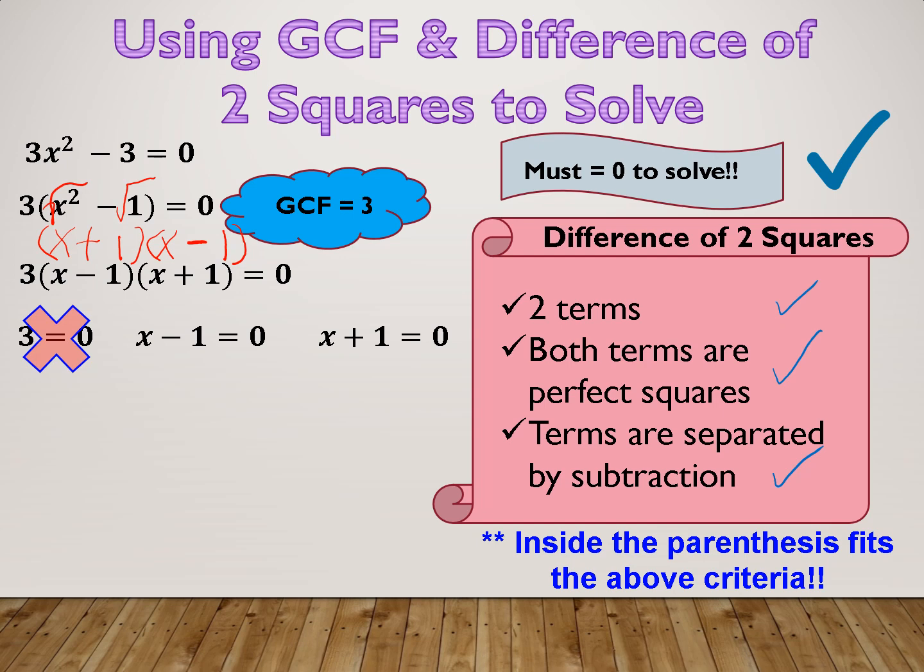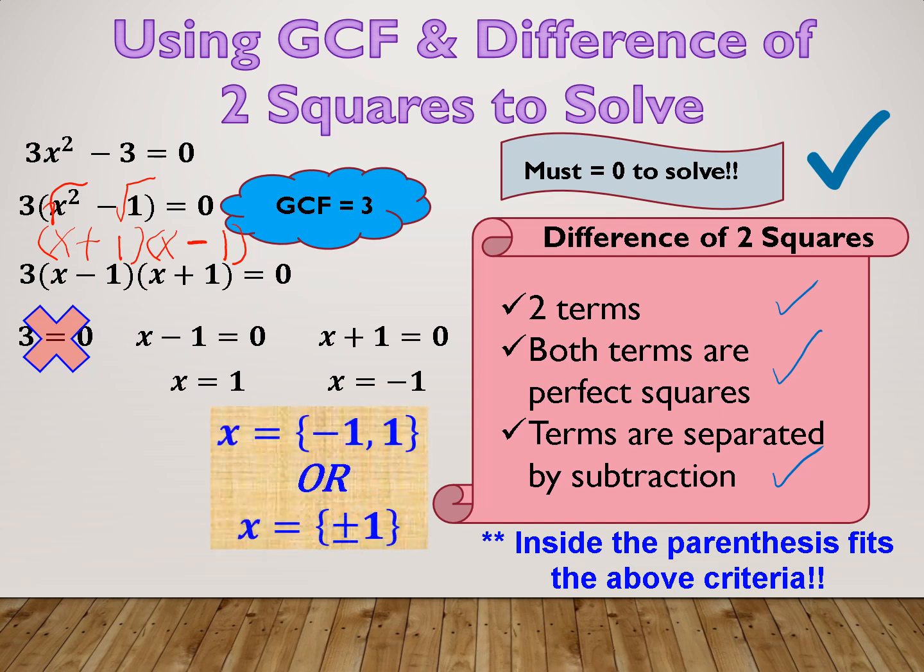All right, x minus 1 equals 0. That's x equals 1. X plus 1 equals 0. That's x equals negative 1. So I have 2 solutions. Now, I've given you 2 different ways to write it, and that's because both are correct. It's just a matter of personal preference. So you can say negative 1, positive 1, or plus or minus 1. Either answer works.